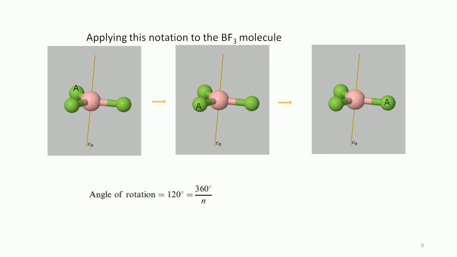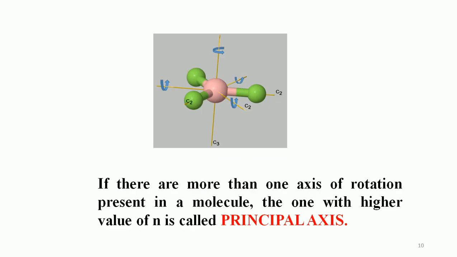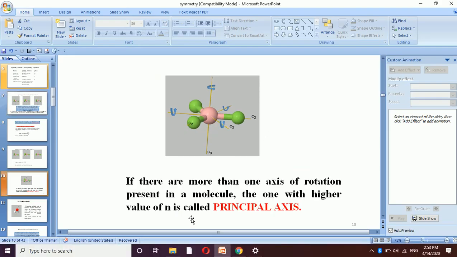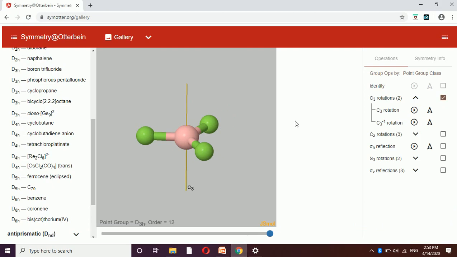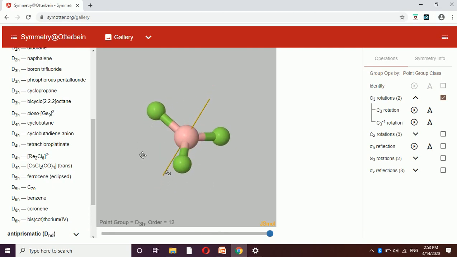So BF3 molecule contains a C3 rotation axis. Is that clear? Let me explain something. Let us check whether there are more axes of rotation available in the same molecule.